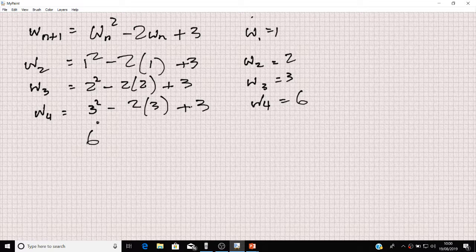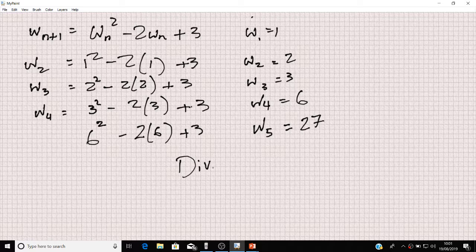So we have 6 squared, 36, minus 12 plus 3. So W5 is 36 minus 12 plus 3, which is 27. So if we keep putting values in for Wn, we are eventually approaching infinity. This sequence is diverging. It is not approaching any particular constant. It's approaching positive infinity. So we can state after 5 terms that this is definitely divergent.